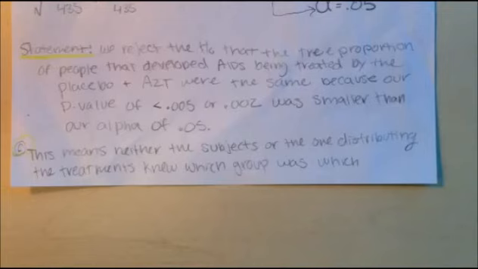Lastly, Part C says the experiment was double-blind, and asks us to explain what this means. That just simply means that neither the subjects nor the one distributing the treatments, the experimenter, knew which group was which when testing.